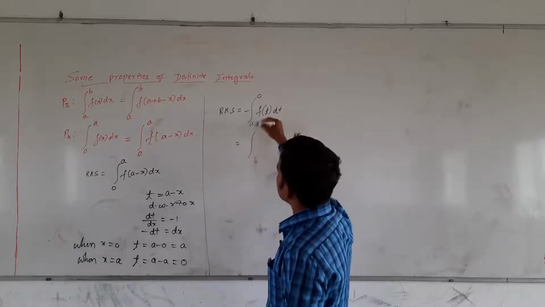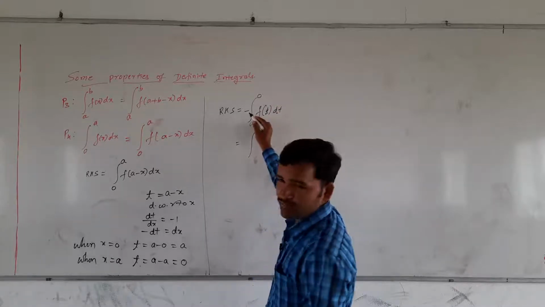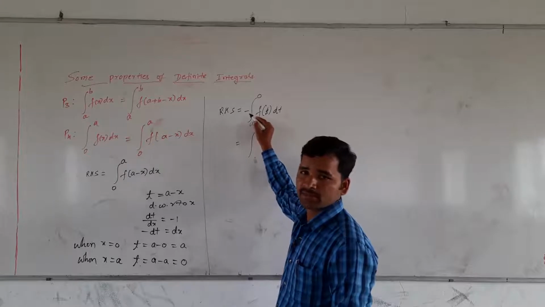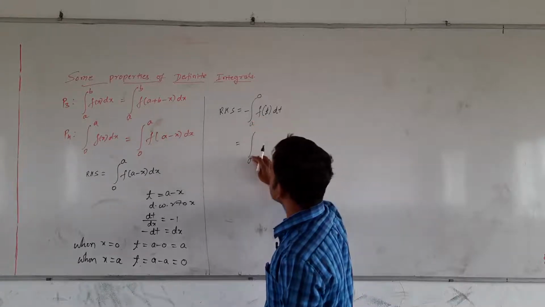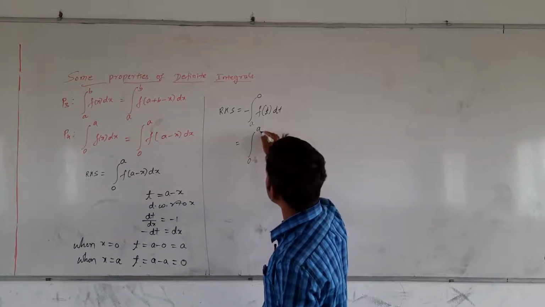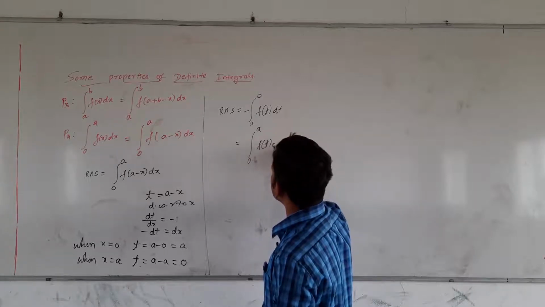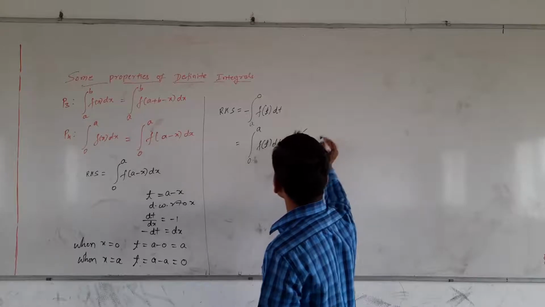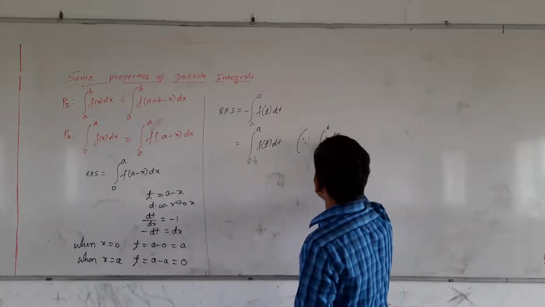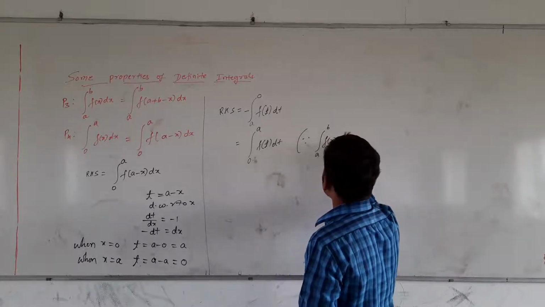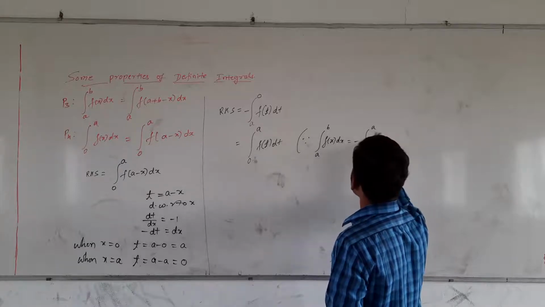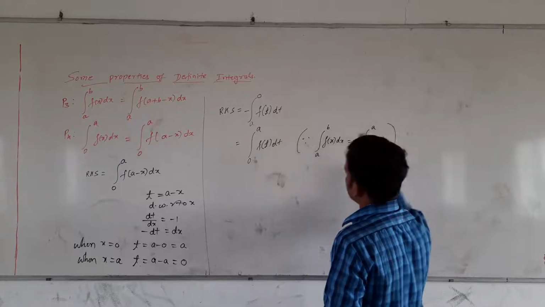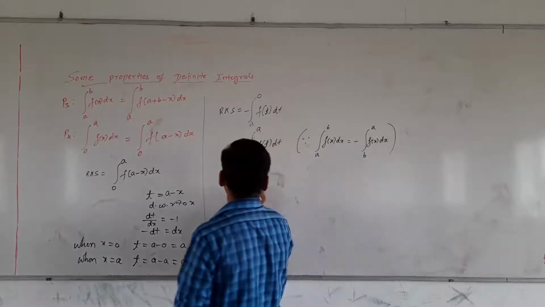If I interchange the upper limit and lower limit, what happens? The value of the whole integral gets multiplied by minus, so minus becomes plus. This is 0 to a f of t into dt, because of the property: integrating from a to b f of x into dx is equal to minus of integrating from b to a f of x into dx. Using that property I am writing like this.